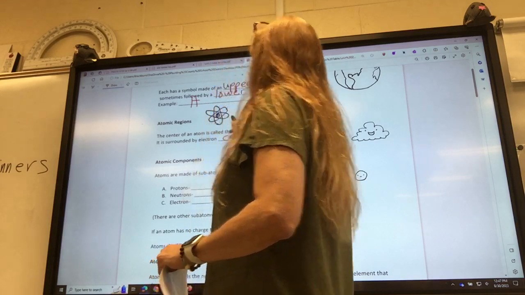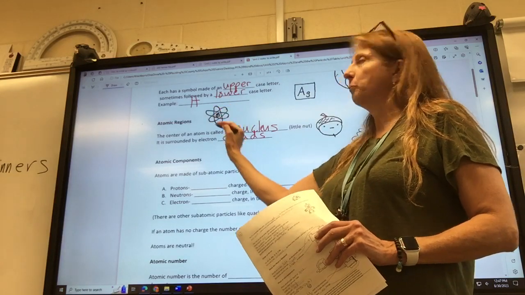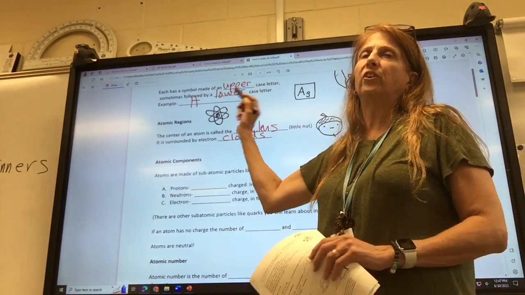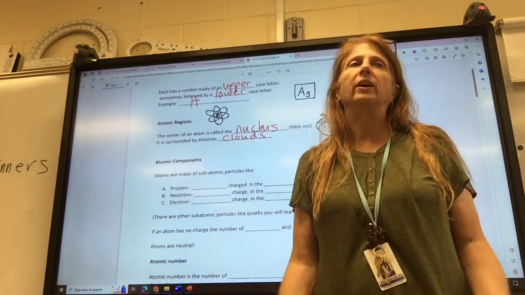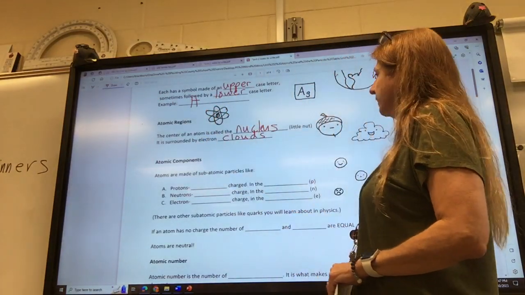So here, where we think of an atom, where the electrons are in these little discrete paths, they're not. They really just buzz around everywhere in a cloud, but in levels. We'll talk about that in a second.